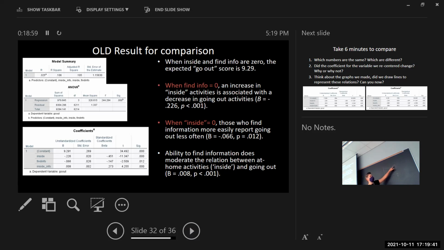Now this line right here still represents the relation between, which was it? Find info, inside. Inside and go out. So this is still the relationship between inside and go out. I'm still talking about this line. My other coefficient is talking about the gap between these 2 lines. So here, the gap is one direction, and here the gap is the other direction. So that's why one of these numbers changes, but the other one doesn't.